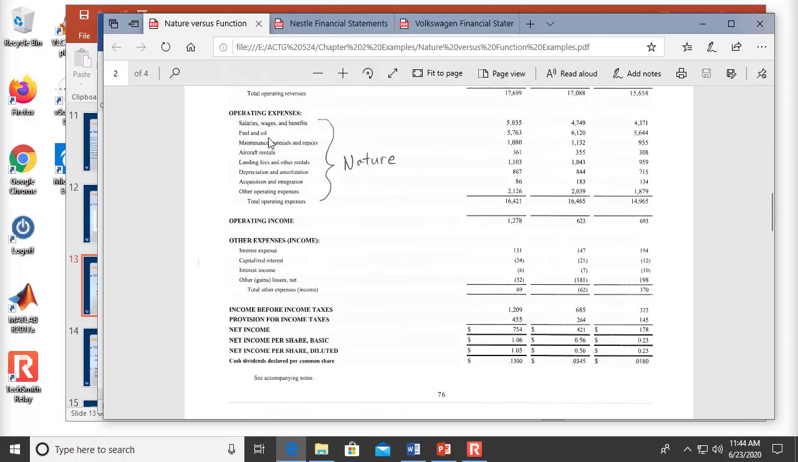They have fuel and oil, maintenance, materials and repairs, aircraft rentals, landing fees and other rentals, depreciation, amortization, and so on. They don't break these down by the administration or the operations. They break it down by the nature of the expense. So this is a really good example of what we mean by nature of expenses.